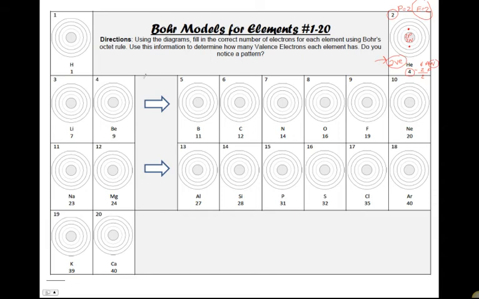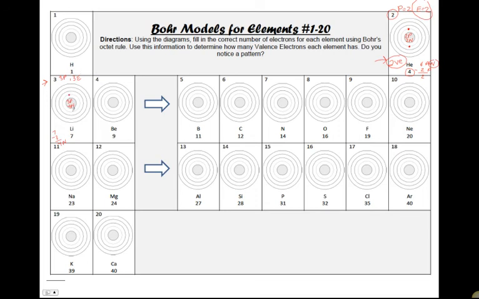Let's look at lithium over here, element number 3. Lithium has 3 protons, 3 electrons. I know that automatically. Atomic mass minus the atomic number, so 7 minus 3 gives me 4 neutrons. So in the nucleus, I'm going to write that there are 3 protons, 4 neutrons, and now I have to fill in the 3 electrons.